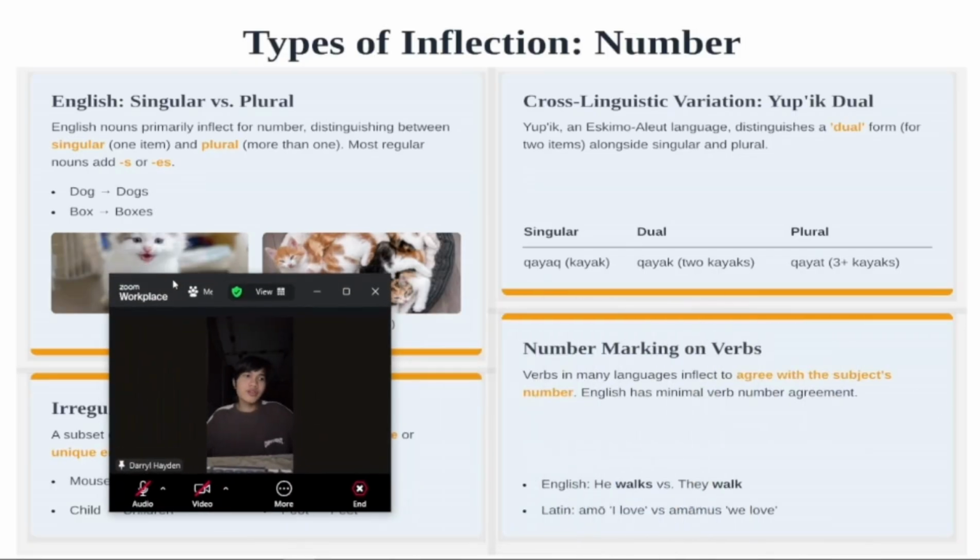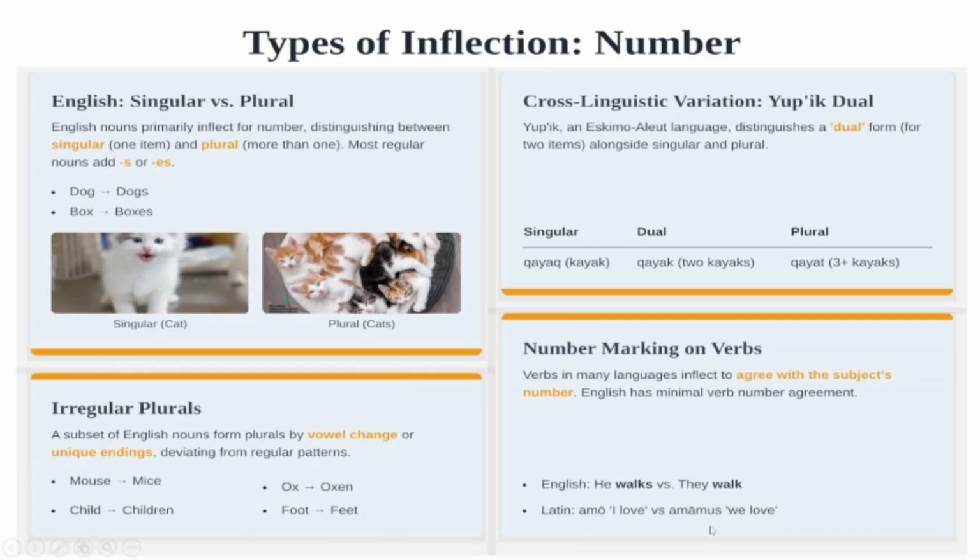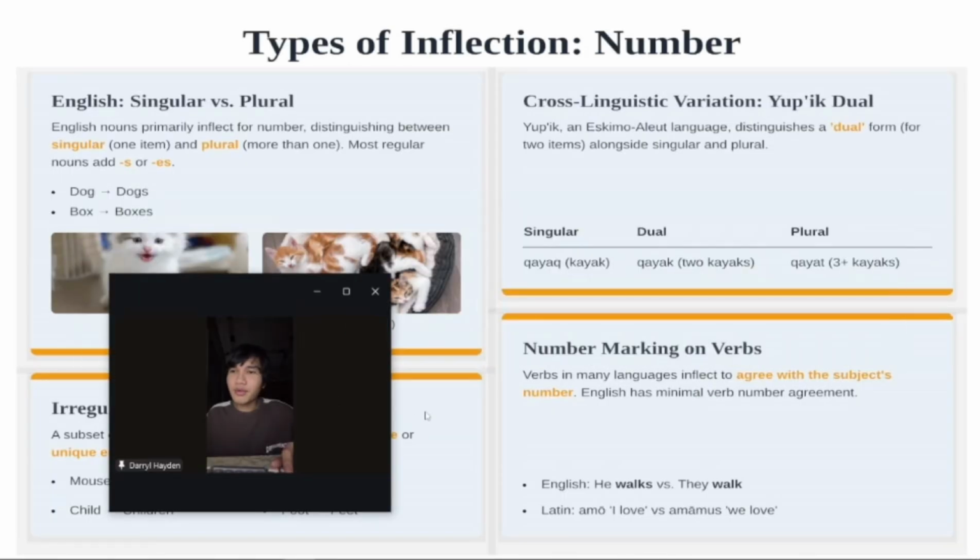And this other one is number marking on verbs. In other languages, like for example in Latin, they change the verb to suit the number agreement. English also does, but only barely, while Latin takes it a whole other notch. Like from amo to amamus, while in English they typically only change the suffix, while in Latin it's a completely new word.